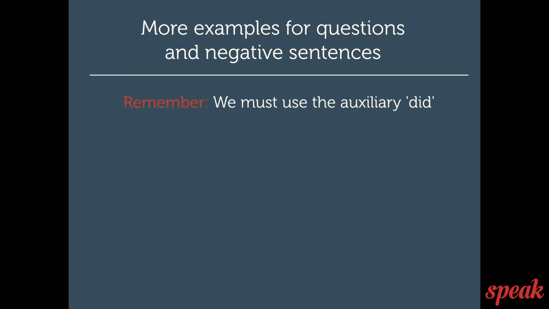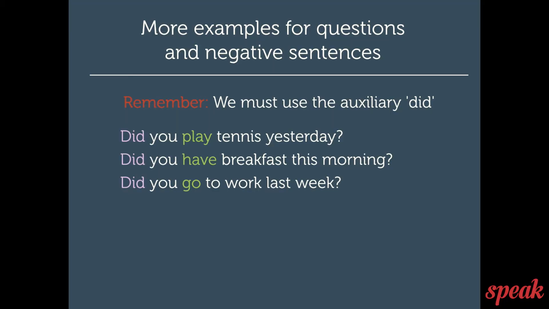So just to finish, I'm going to give you a few more examples so that it makes it a little bit easier for you. Okay. First example, did you play tennis yesterday? As you can see, we have did, then you, our subject, play, the verb. Play tennis yesterday. Yesterday is the time. In the past simple, we need to mention the time. Always think about saying when the action happened.